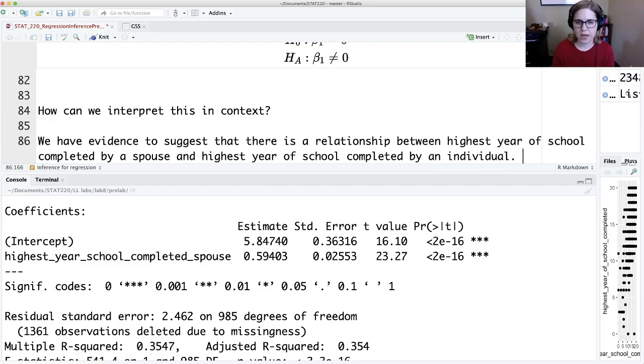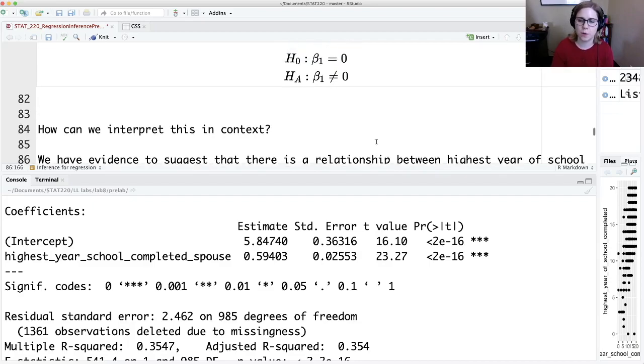So if we had failed to reject the null hypothesis, that would have meant our slope could just as well have been 0. We don't necessarily need a line with a slope in it in order to predict our data. But in this case, we were able to reject our null hypothesis, and that means we have evidence to suggest that there is a relationship there. The slope is different than 0.